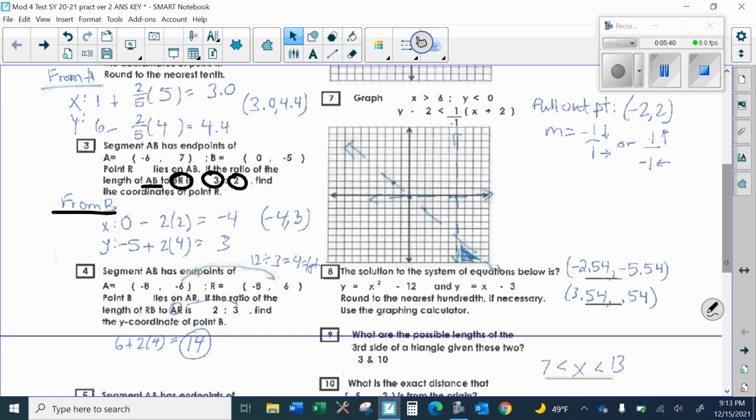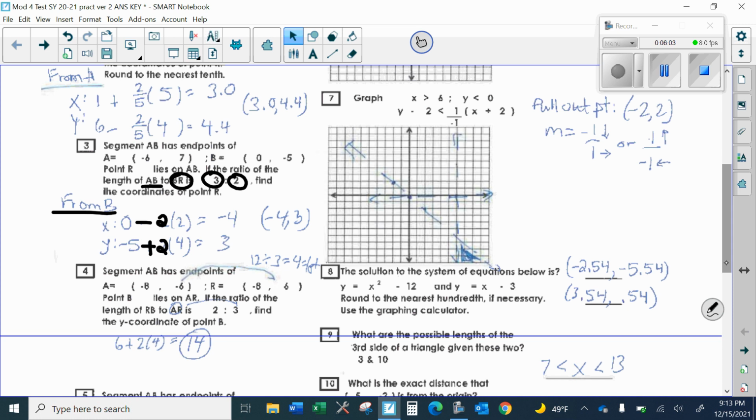So I put down the coordinates of B, 0, -5. 0 to -6 is to the left. So that's why it's negative. And -5 to +7 is to the right. So that's why it's positive. Your signs right there. That's how you can do it without graphing them. You can always plot the points and draw it and see. Okay. And it's 2 parts away.